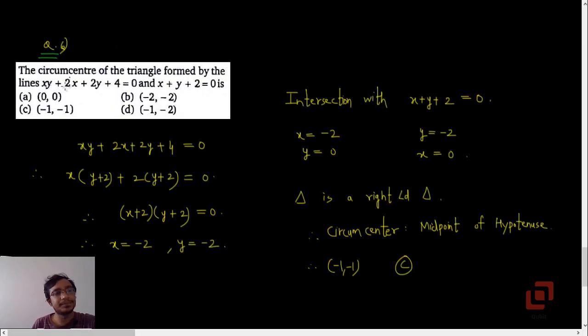Question number 6. The circumcenter of the triangle formed by the lines xy plus 2x plus 2y plus 4 equal to 0 and x plus y plus 2 equal to 0 is: origin, minus 2 comma minus 2, minus 1 comma minus 1, and minus 1 comma minus 2.